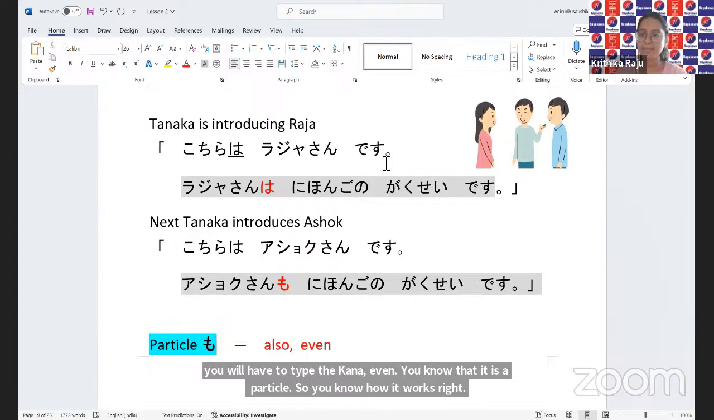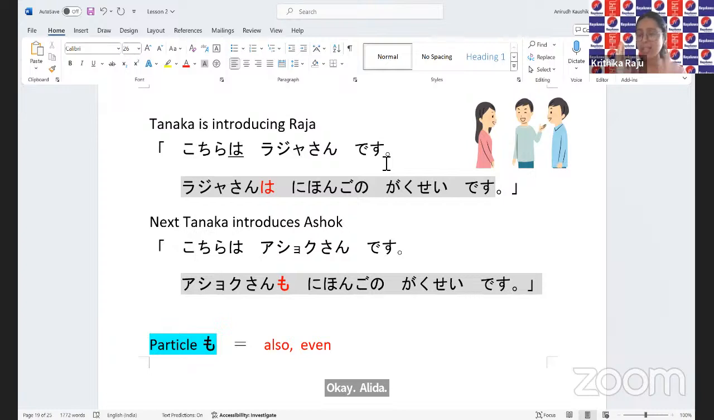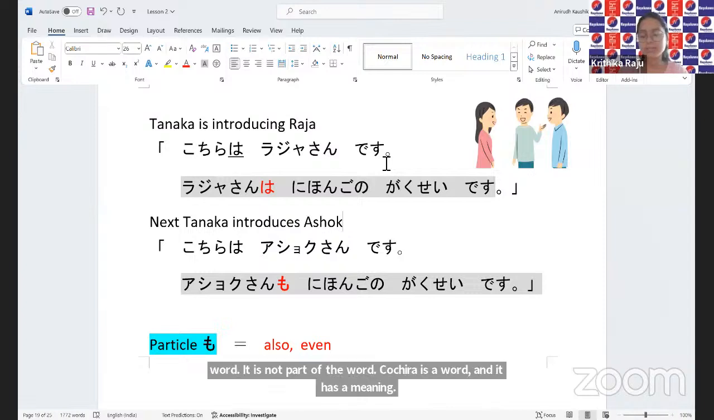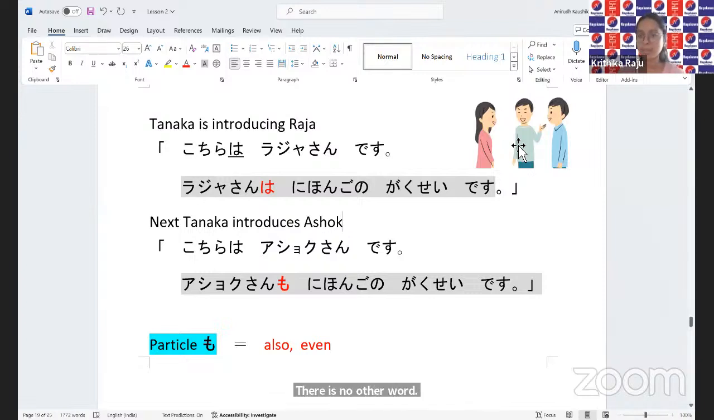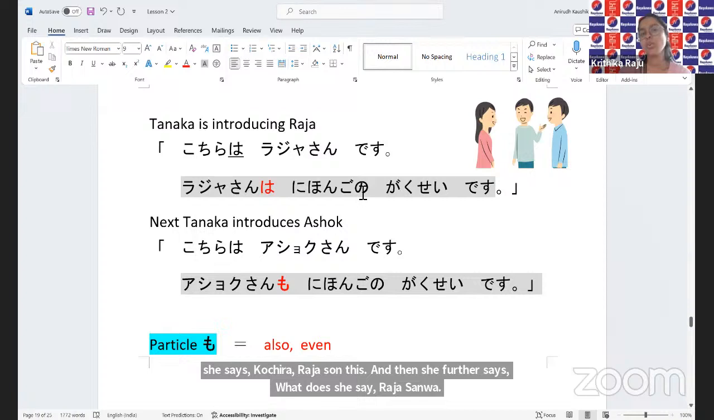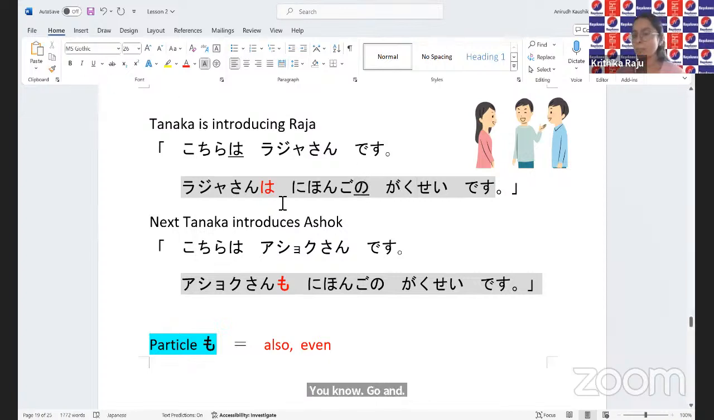Correct. Okay. Arigatou gozaimasu. Because kochira is a word. A particle is merely something that you add to the word. It is not part of the word. Kochira is a word and it has a meaning. There is no other word like kochira ha or kochira wa. The wa here is a particle that you add to the word. Okay. So she says kochira wa Raja-san desu, and then she further says, what does she say? Raja-san wa. Can you all read with me? Nihongo no gakusei desu. Gakusei desu. Right? So she says Raja-san is a Japanese language student. Raja-san wa Nihongo no gakusei desu.